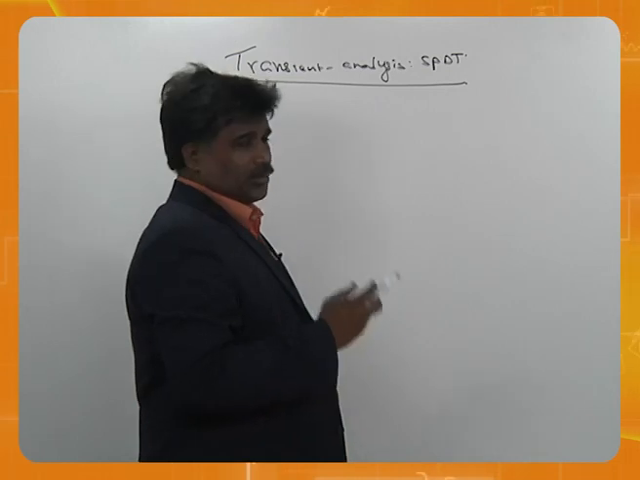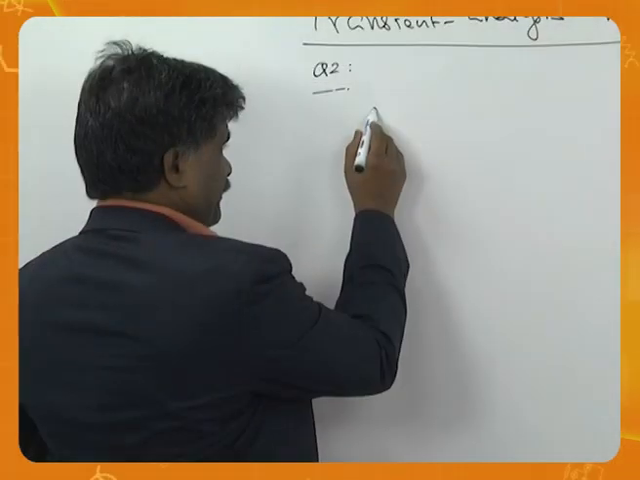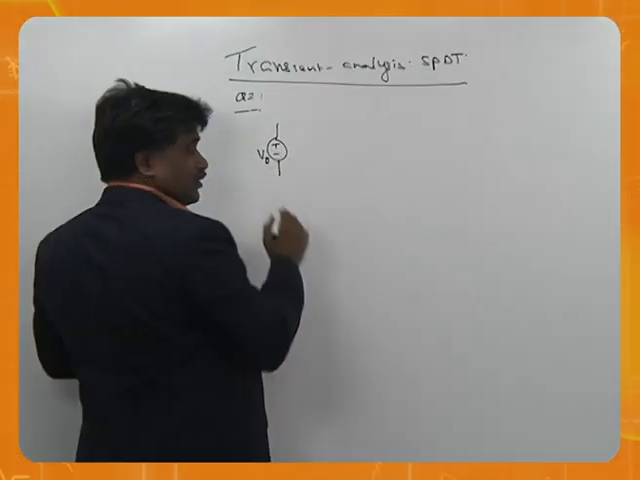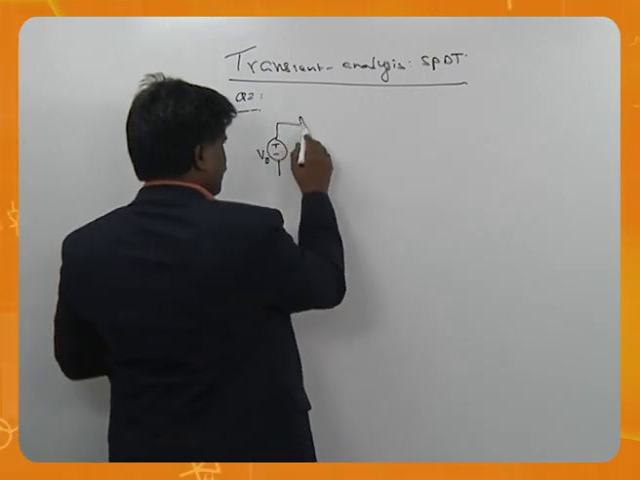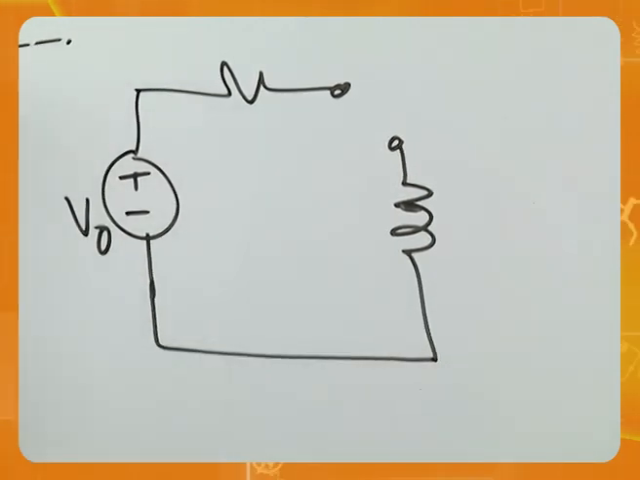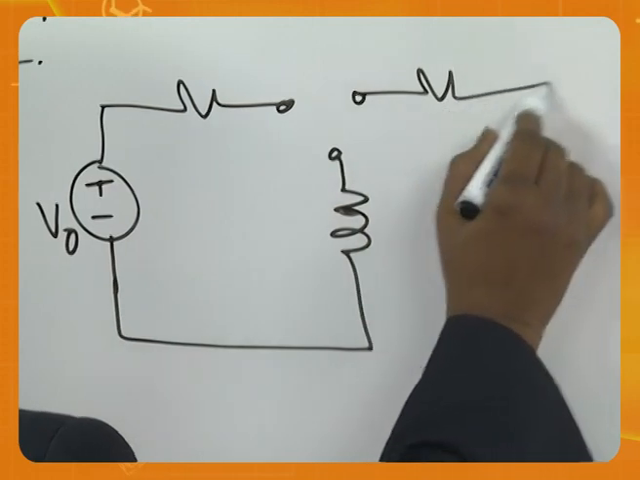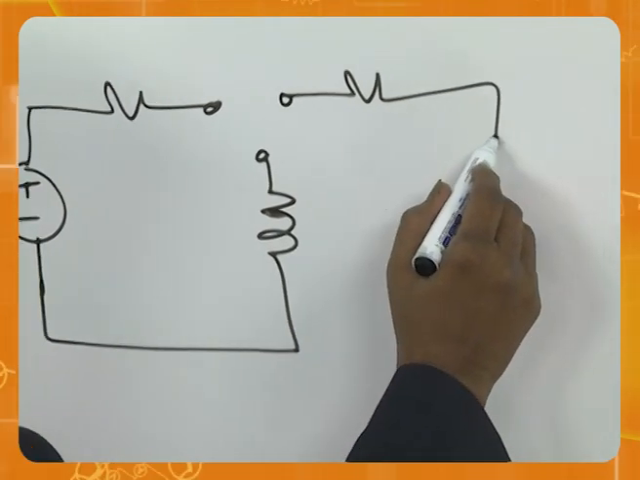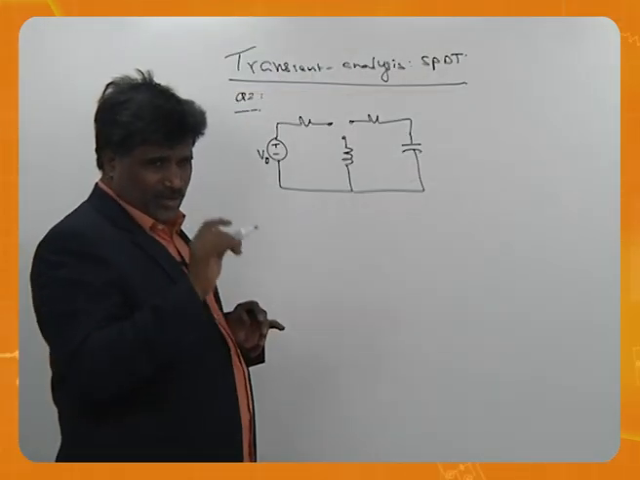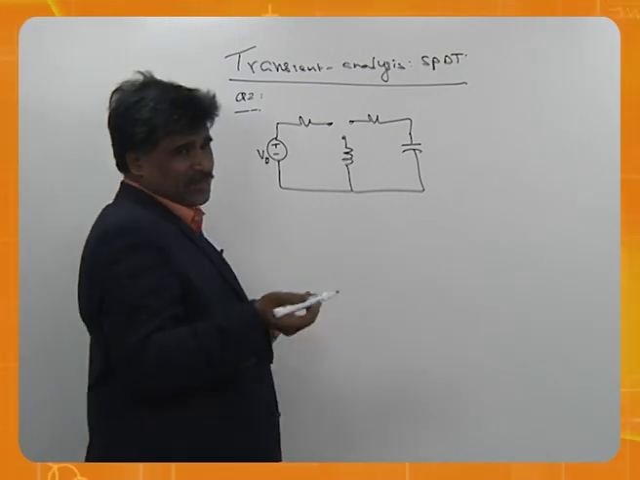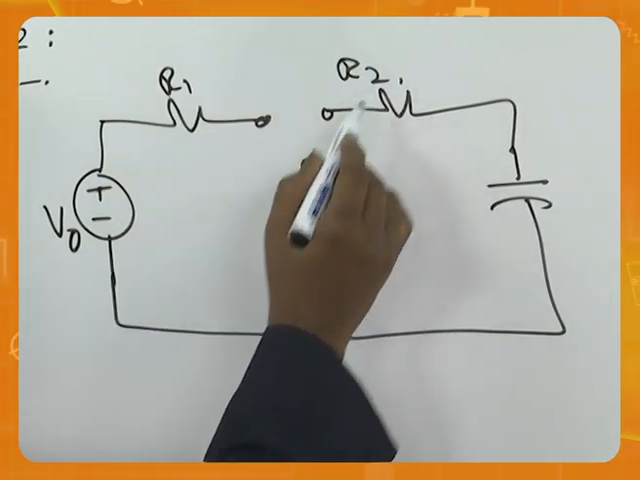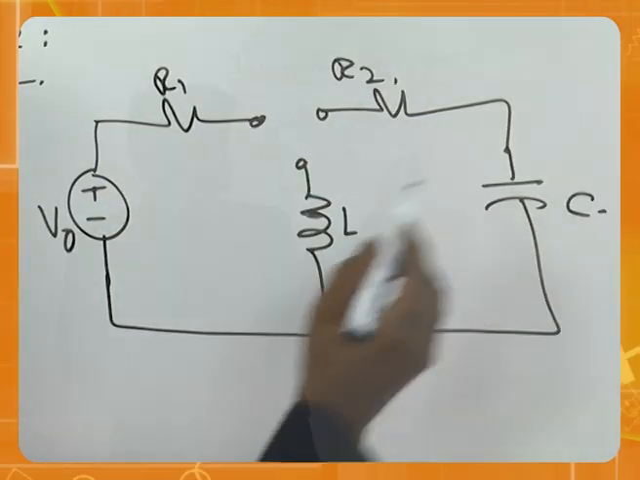Shall we start our problem? I will start from here. This is V naught. Very good. And he has given one resistor, then an inductor, then you have a resistor and a capacitor. Wantedly, I have chosen all the 3 elements. Even in the previous problem also, I have chosen all the 3 elements. The way we choose, it understands the equation: L, C.